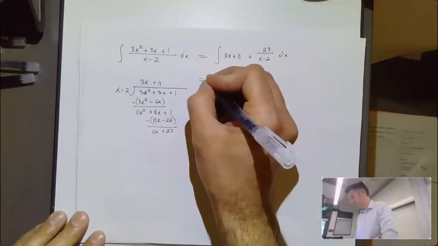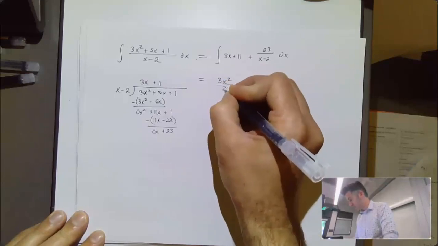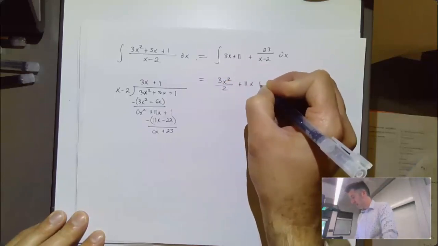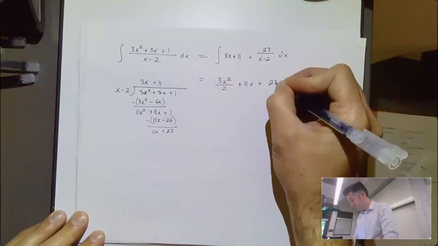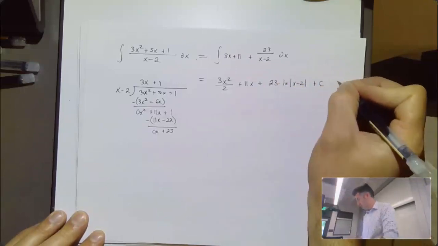So then the rest of this is just anti-differentiation. We're going to get 3x squared over 2 plus 11x plus 23 times the natural log of the absolute value of x minus 2 plus c.